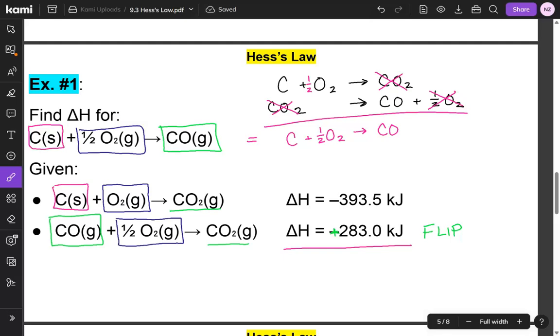So now it's just a matter of adding up our delta H values. So if I add those up, I get a negative 110.5 kilojoules. So my overall reaction is exothermic because it has a negative delta H value.